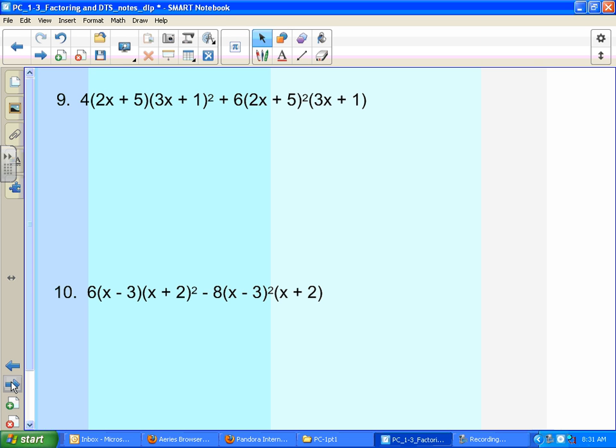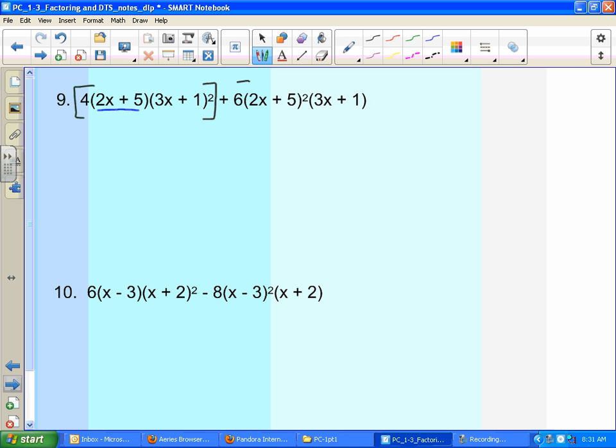All right, expand it out a little further. Now I can have multiple binomials as a GCF. So in problem number 9, I'm looking here and I see I have a 4 and then a 6, and I've got this 2x plus 5 and 2x plus 5 squared occurring. And so again, I'm thinking about grouping, right? I'm thinking about looking at that big chunk and pulling out what's common.